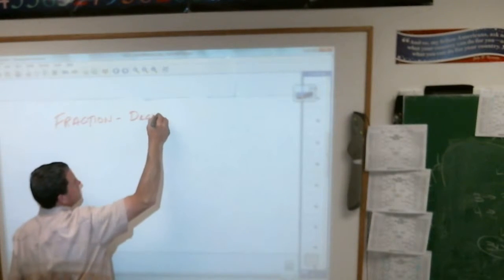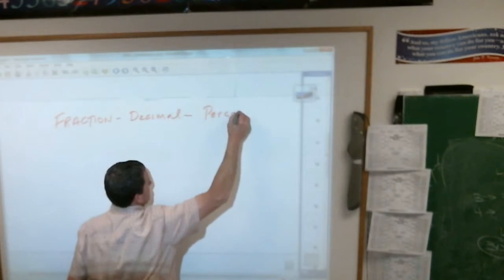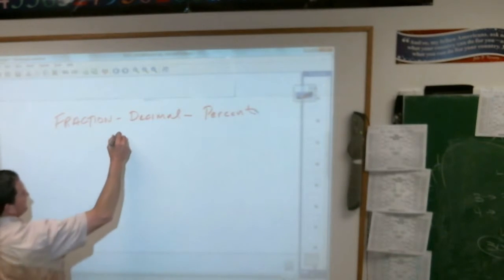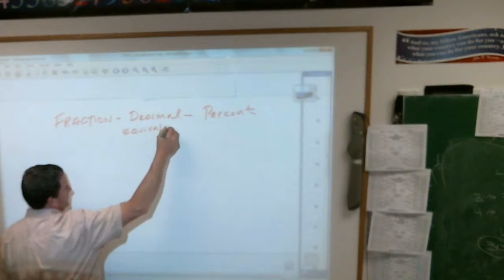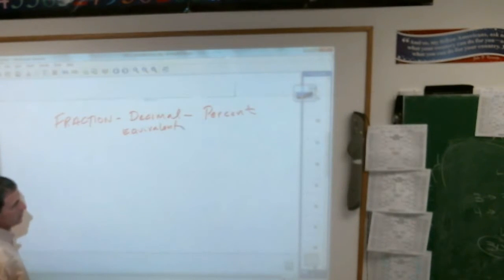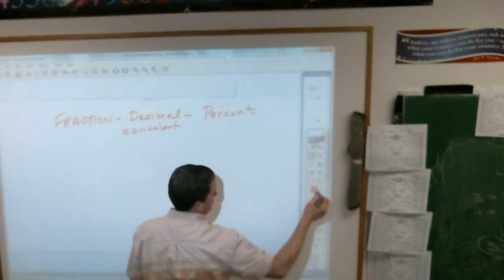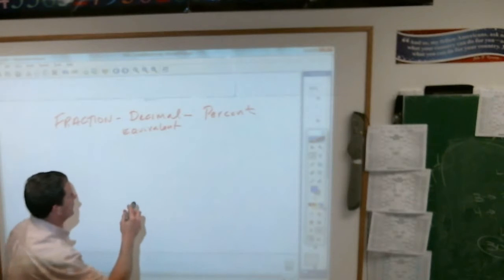decimal to percent. And then they say equivalence. And the basic gist of all of this is that you should be able to change numbers from any of these forms to another of these forms.